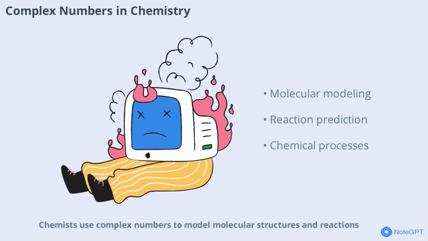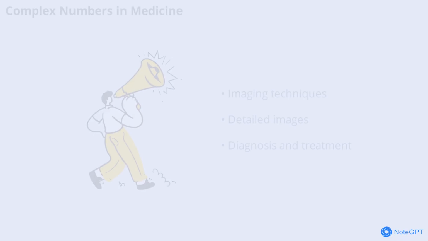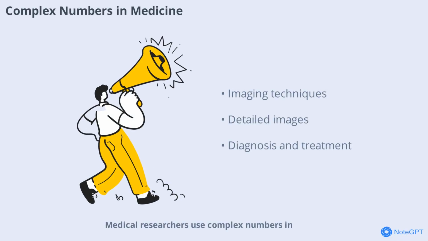Chemists use complex numbers to model molecular structures and reactions. This helps them understand how molecules interact and predict the outcomes of chemical processes. Medical researchers use complex numbers in imaging techniques like MRI and CT scans. These mathematical tools help create detailed images of the human body, aiding in diagnosis and treatment.